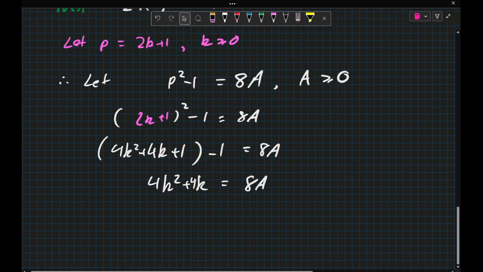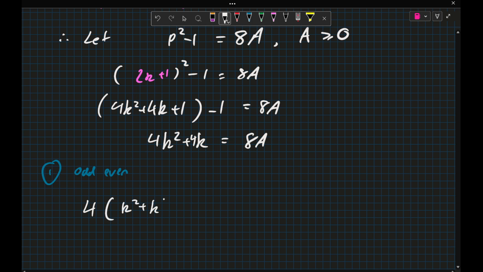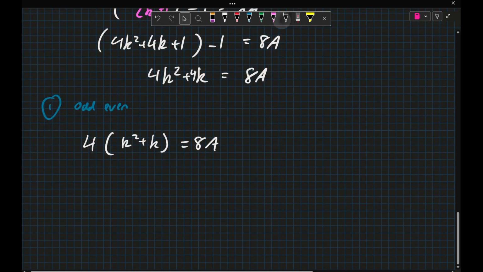Now, you might be thinking there's something a bit odd here, the fact that there's multiples of 4, but then we get an 8a hanging about. Now, there's a couple ways you can deal with this. The first way is we go back to this odd even stuff. So let's do method 1 for the odd even. If we do indeed take out a 4, and we're left with k squared plus k is 2a, we now have to show that k squared plus k is therefore always even. So if this is even, it is a multiple of 2. And 4 times a multiple of 2 will always yield a multiple of 8.